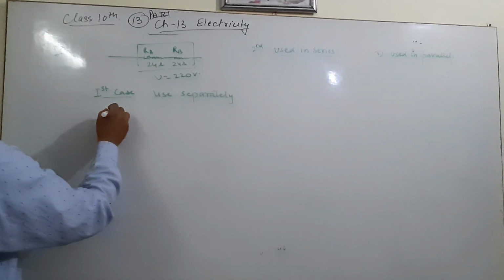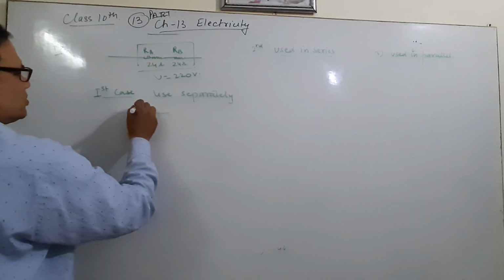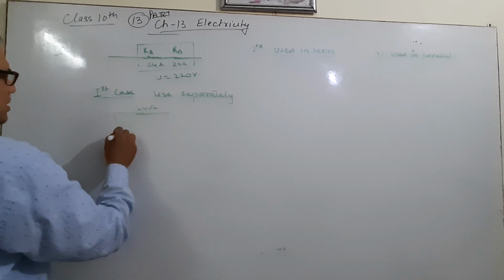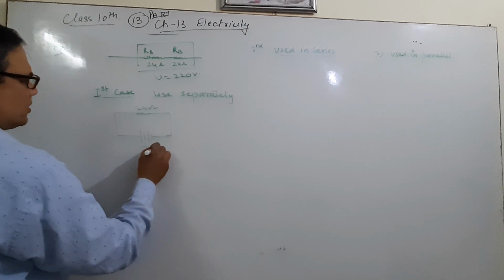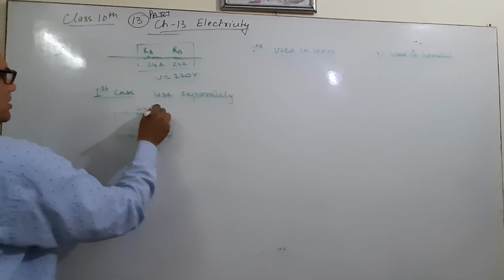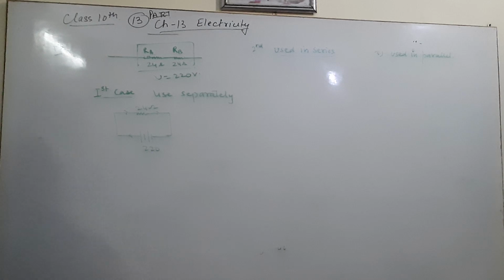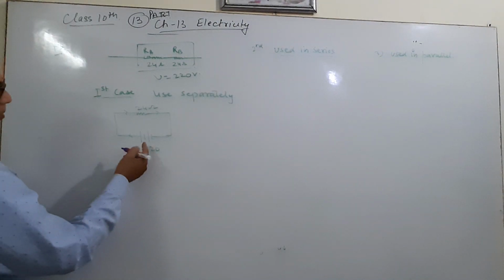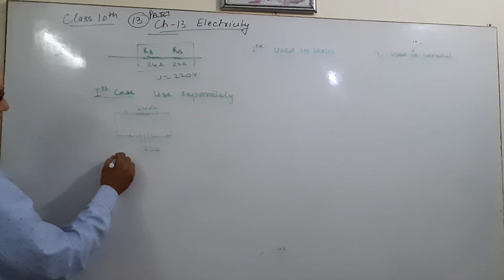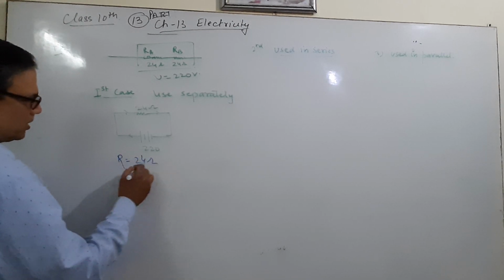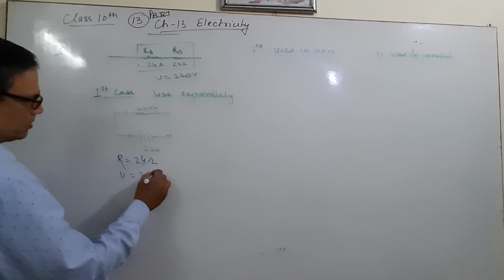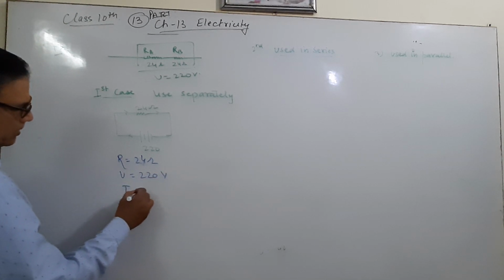Now when we use it separately, the resistance is 24 ohm, connected to a source having a potential difference of 220 volt, and current is passed through it. What is the amount of current through this source? According to Ohm's law, R is equal to 24 ohm and V is equal to 220 volt. I have to find out I.